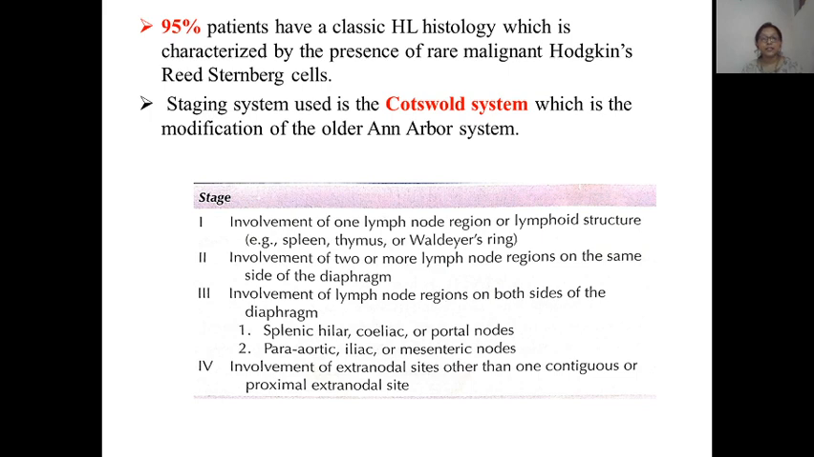According to the staging, stage 1 shows involvement of only one lymph node region or lymphoid structure. Stage 2 shows involvement of two or more lymph node regions on the same side of the diaphragm. Stage 3 shows involvement of lymph node regions on both sides of the diaphragm. And stage 4 shows involvement of extranodal sites other than one contiguous or proximal extranodal site.